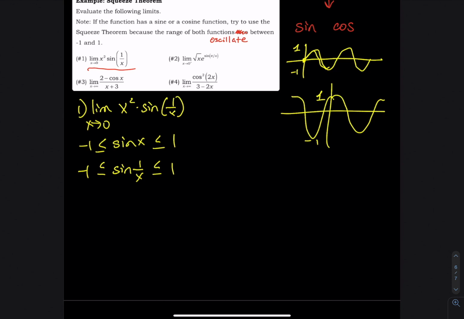All right, and then you look at the problem. There is an x squared. So to make this compound inequality look like the problem, I have to multiply each side by x squared. So this, this, and that, multiply them by x squared. So you have negative x squared less than or equal to x squared times sine of 1 divided by x less than or equal to x squared.